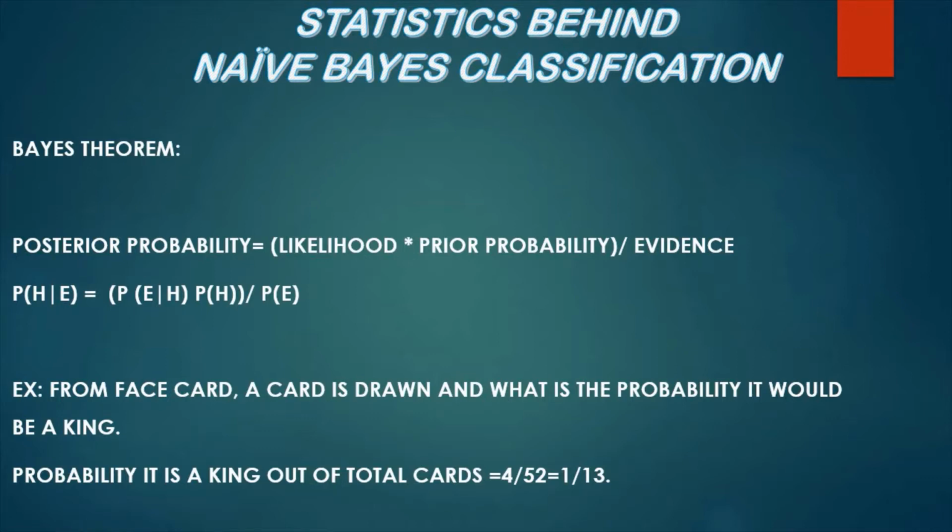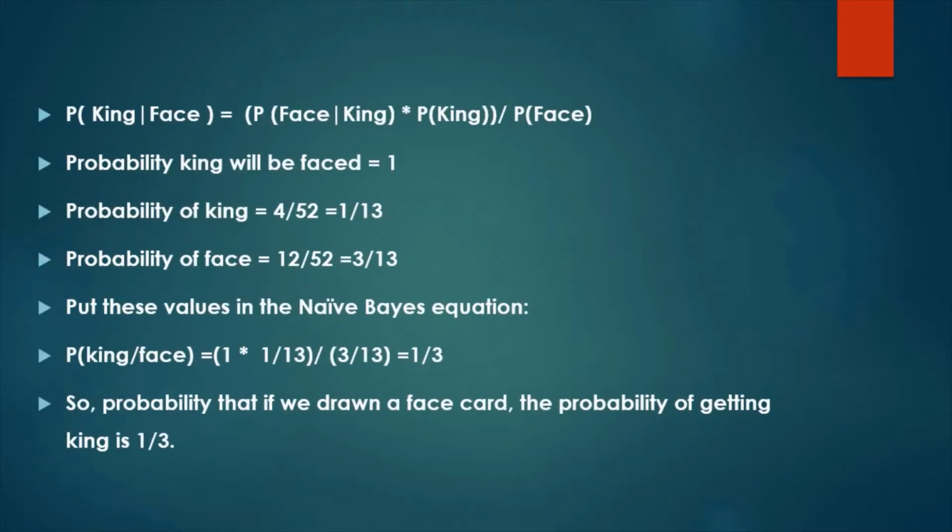Let's see with the help of an example. Suppose from the face cards a card is drawn, and what is the probability that it would be a king? So applying these conditions in the Bayes theorem, what will we get? We need to find out the probability of king provided face cards are given. So it is equal to the probability of face cards provided king is given, multiplied by the probability of king, divided by the probability of face.